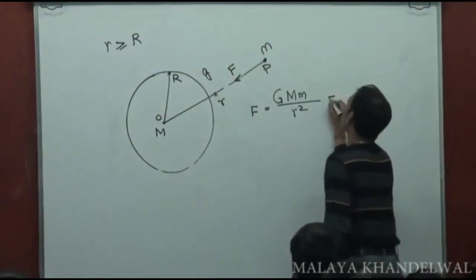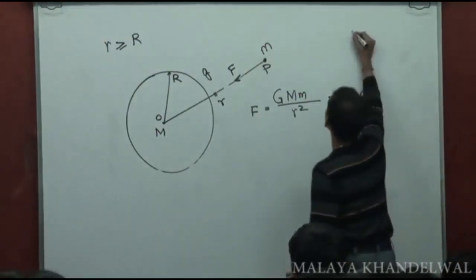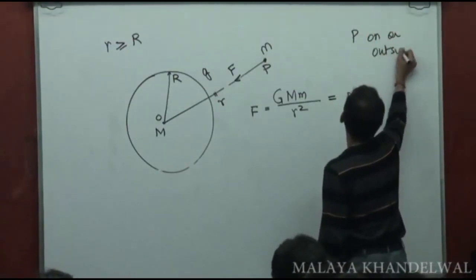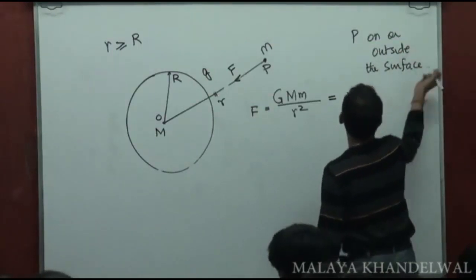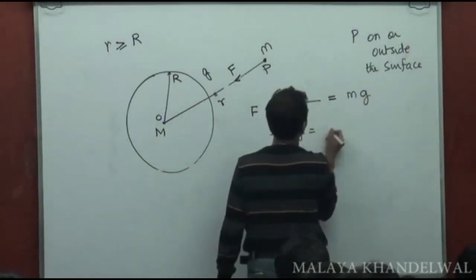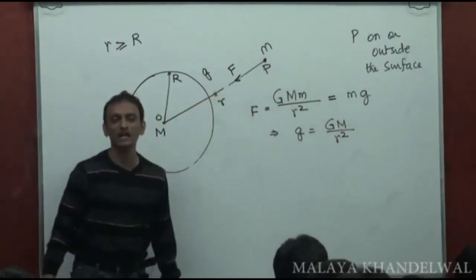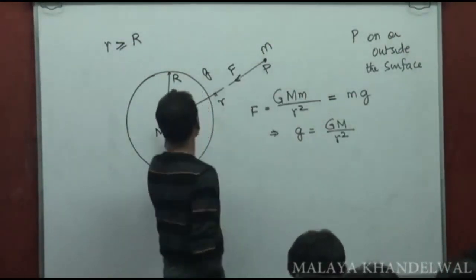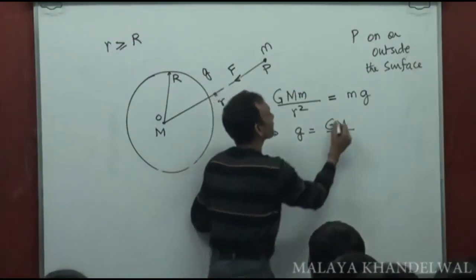So then, from Newton's second law, this must be mass into g, where g is the acceleration for points on or outside the surface of the Earth. That gives me g equal to GM by r squared. So for different distances from the center of the Earth, the value of g will vary. Clear?